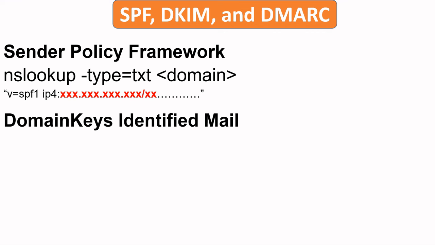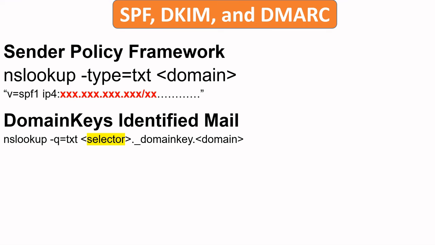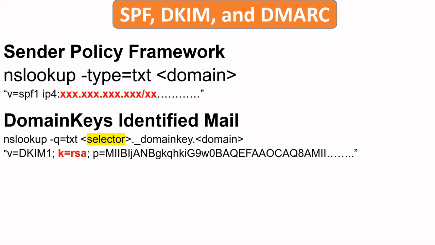To check the DKIM entry of a domain, type the following command on the command prompt. Get the DKIM selector parameter marked in yellow from the DKIM signature in the email header. You can see the RSA key defined in the result.